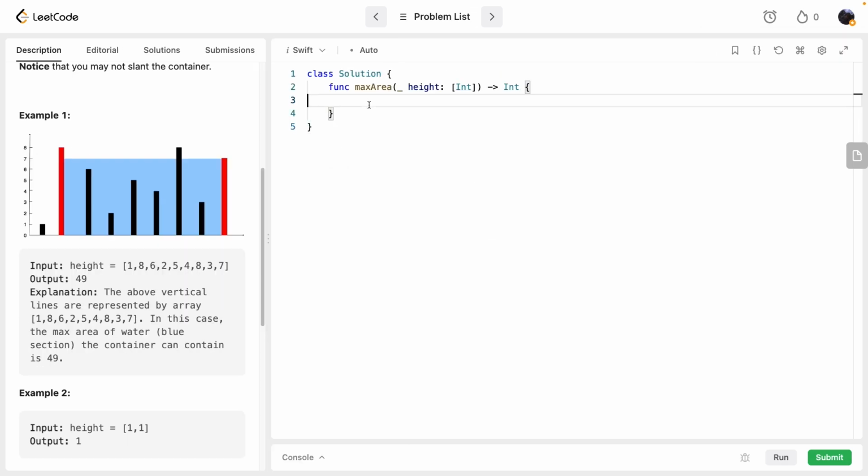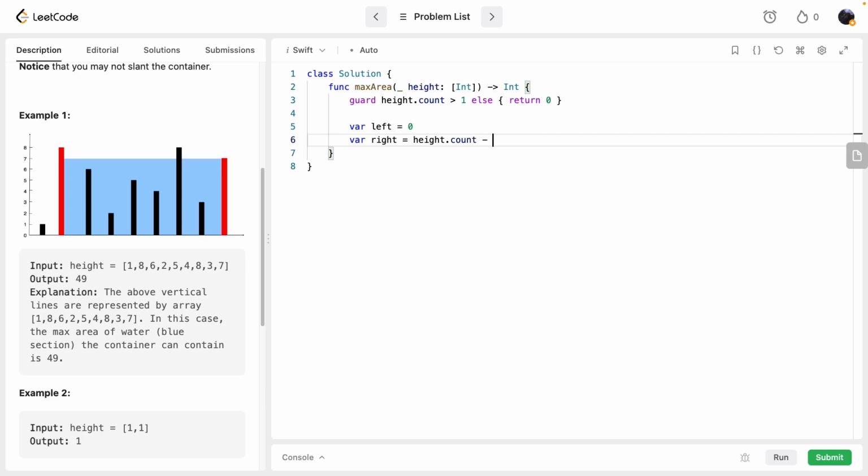Let's code it. All right, so we have a function max area and input height. First, let's do a guard statement. Guard height count more than 1, else return 0. Then we would write our left pointer, which equals 0, right pointer equals the last element of our array, and max amount initially is 0.